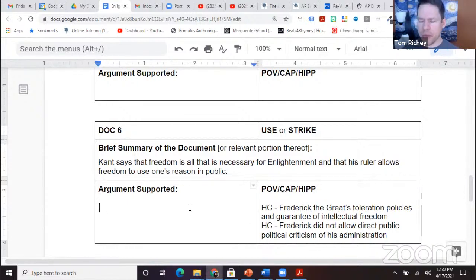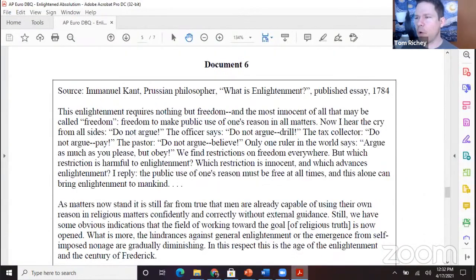So the thing here is that Kant is supporting the enlightened argument, that basically Frederick the Great is a champion of the Enlightenment. So note here that this document might be a little bit more difficult to use if you don't know anything about Frederick the Great. Okay, so as we're going through here, it may or may not be the best buddy for Montesquieu.